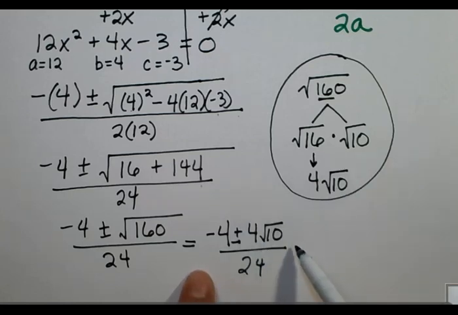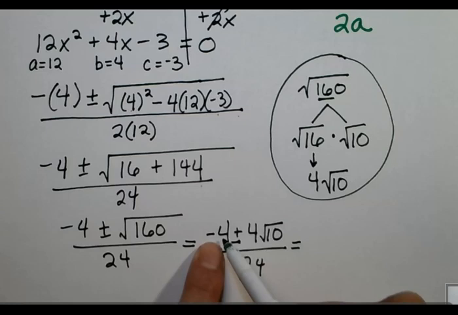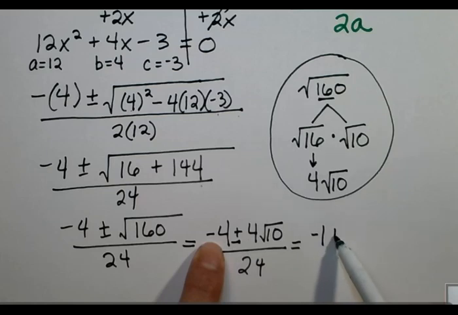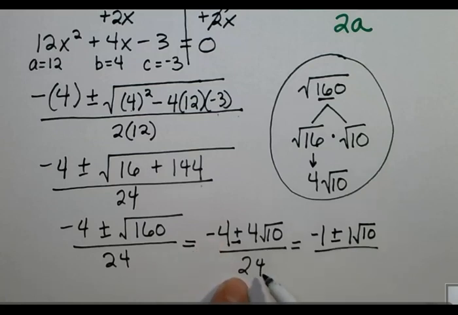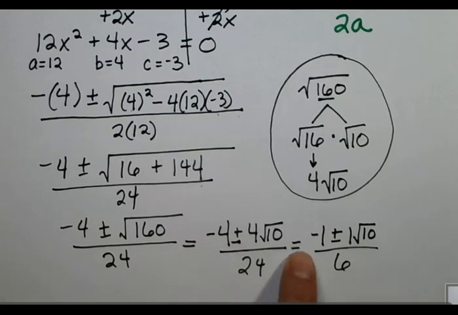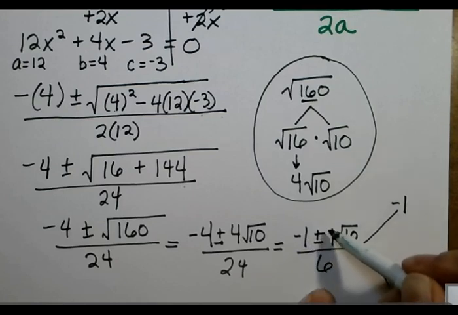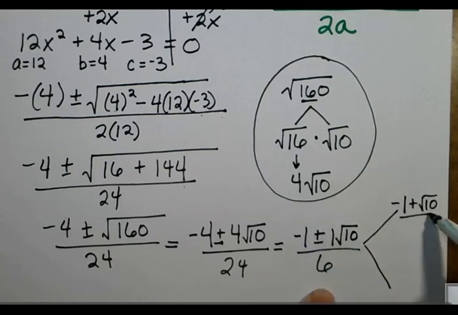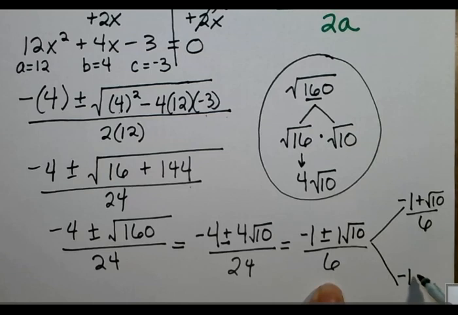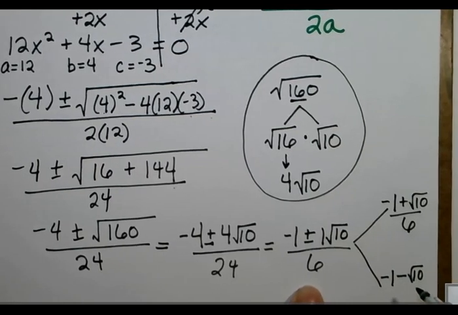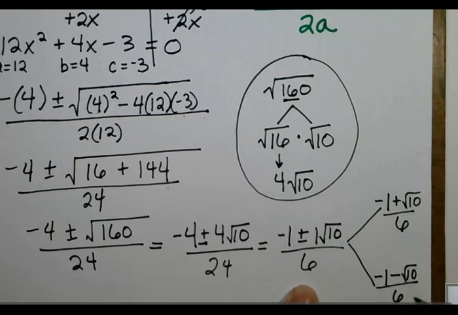And so if I do that, I'm going to end up with negative 4 divided by 4 is negative 1. 4 divided by 4 is 1. So this would be the plus or minus 1 root 10. And then 24 divided by 4 is 6. Okay, so I was able to simplify all of that down. You don't have to write the 1 here. And then my two answers will be negative 1 plus the root 10 over 6 and negative 1 minus the root 10 all over 6.